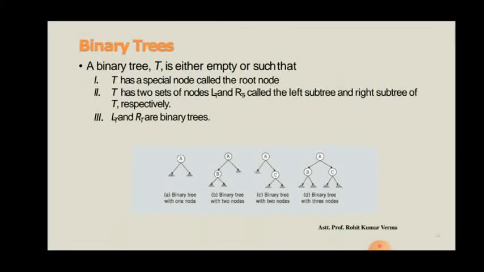Then there is another definition of binary tree. A binary tree T is either empty or such that it has a special node called the root node. A binary tree has two sets of nodes. The first set is known as the left subtree and the second set is known as the right subtree. Dear students, these left and right subtrees are binary trees.